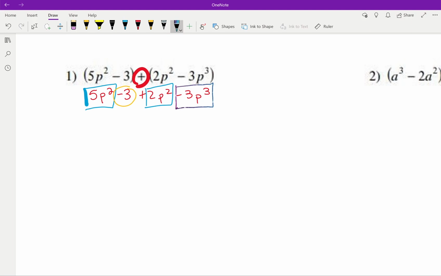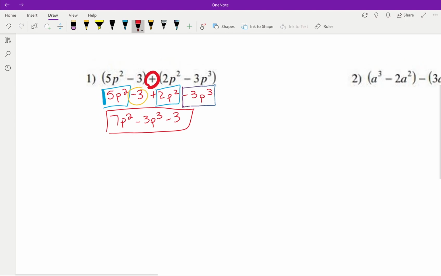So right now we have 5p squared plus 2p squared, which is 7p squared. And then that negative 3p cubed and negative 3, we can't combine them with anything else, so this is going to be your answer. We just rewrote it.